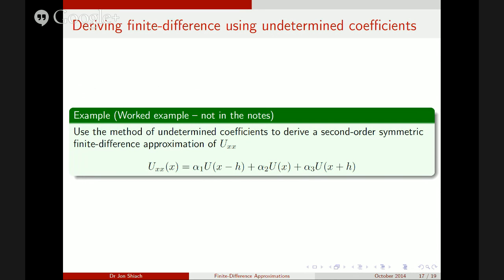I'm just going to scroll down a bit. Now, we started with this first line. I didn't know what alpha 1, alpha 2, alpha 3 are. But if we use second order Taylor series, I now know what alpha 1, alpha 2, and alpha 3 are. So I can write my finite difference approximation. Alpha 1 was 1 over h squared, multiplied by u of x minus h. Alpha 2 is minus 2 over h squared, so that's multiplied by u of x. And finally, alpha 3 was 1 over h squared, and that was multiplied by u of x plus h.